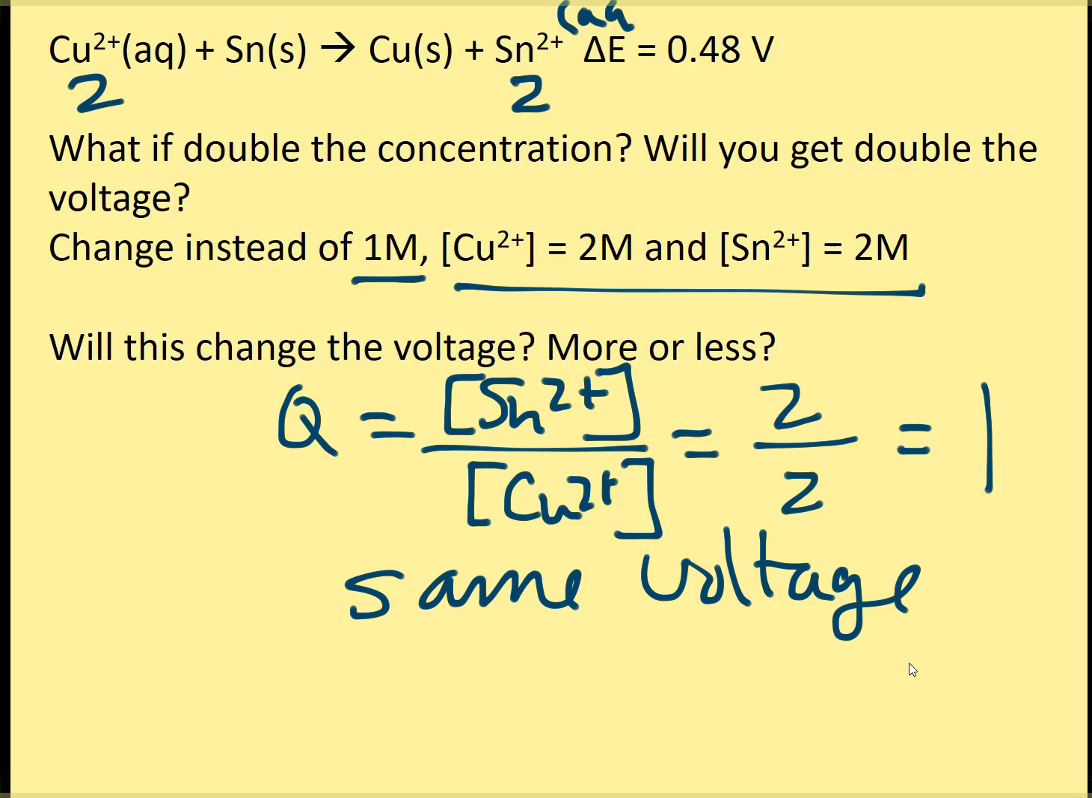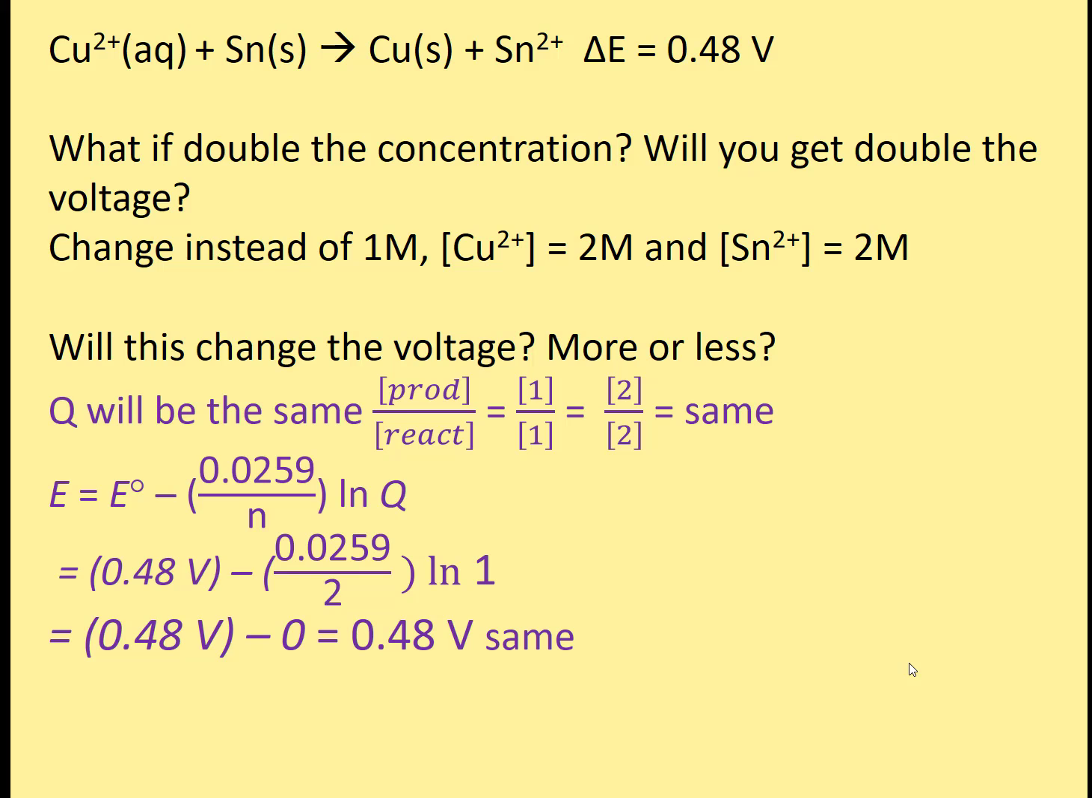So just doubling the concentration of the solutions in your cell doesn't mean that you're going to get double the voltage. If you had a ratio that wasn't 1 to 1, it might be a little bit different, but in this 1 to 1 ratio of our equations, our Q would be 1 if you double everything. And so you don't change the voltage at all. And so here's figuring this out, and you can see that the voltage is the same.